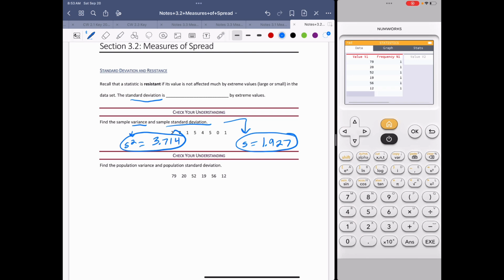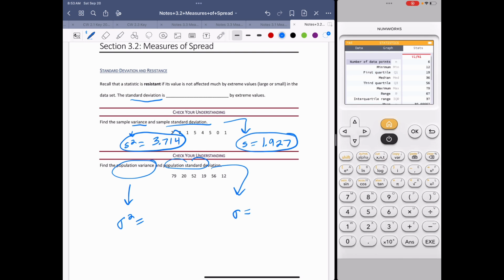All right, and here's what I want this time. I want the population variance. Remember, we divide by something different. And the population standard deviation. Okay, so I want sigma and sigma squared. So I'm going to go back in here. I'm going to go over to my stats. Gives me a lot of information.